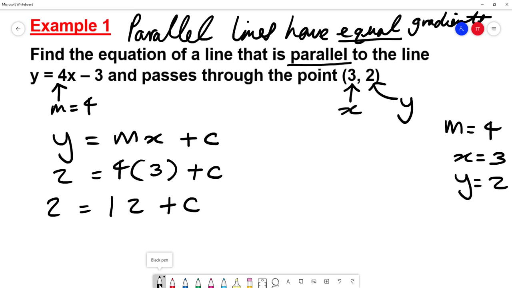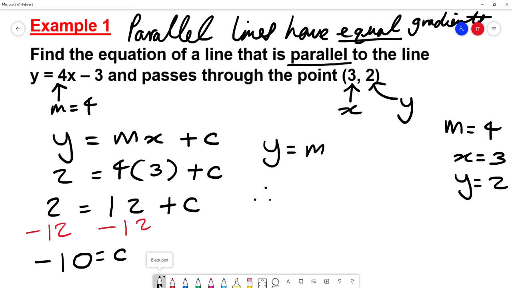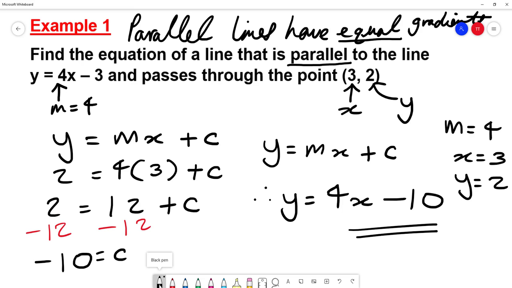Now 2 equals 4 times 3, which is 12, plus c. Then we're going to minus 12 on both sides of the equation. 2 take away 12 is minus 10. So therefore, our equation in the form y equals mx plus c is y equals 4x minus 10. So if we notice, the gradient hasn't changed. The only thing that's different is the y-intercept. So the gradient will always be the same for a parallel line, except the only thing that's different is the y-intercept.